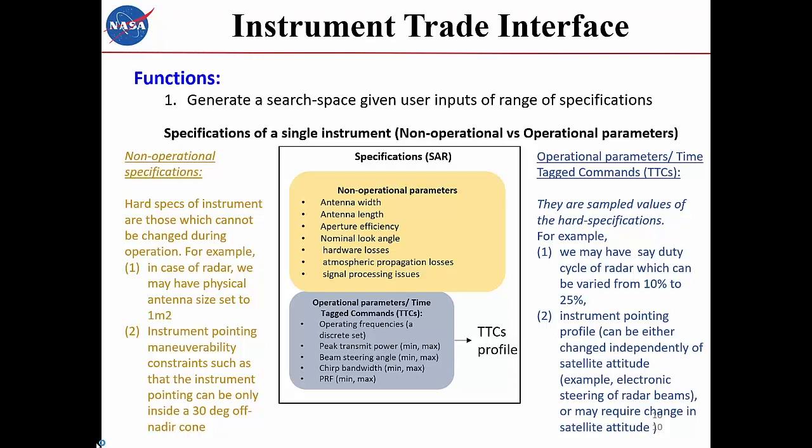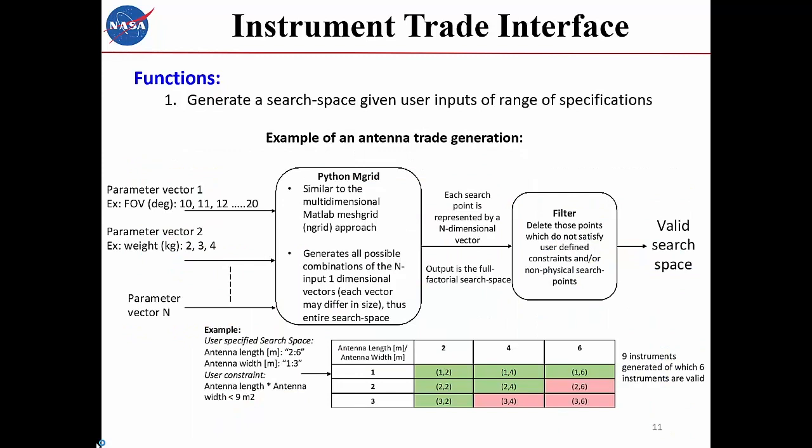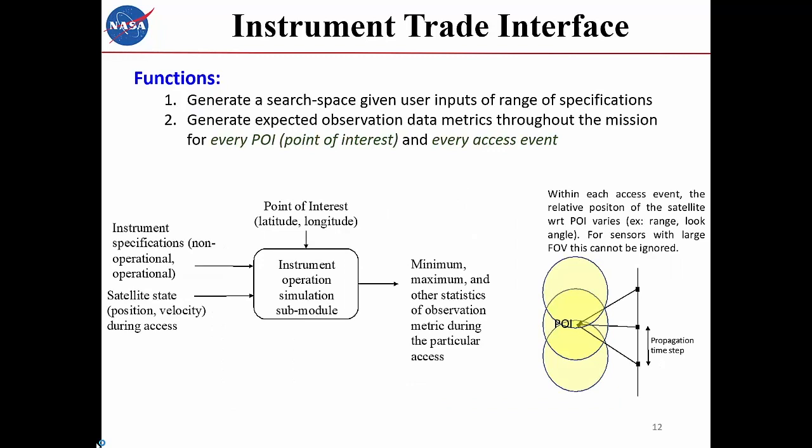So we have a full list of non-op specs and operational specs that can be modeled in the radar as part of our tool. So in the case of antenna generation, for example, you can generate different sizes of antenna, some of which are feasible and some of which we delete as infeasible in a filter. And then you have a valid search space, and that valid search space then goes to the instrument operational module. And then the operation module generates, for every point of interest on the Earth, the minimum, maximum, and other statistics of an observation metric. It can be either revisit time, it can be signal to noise ratio, it can be noise, anything.